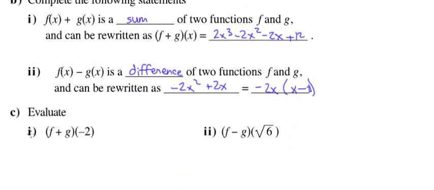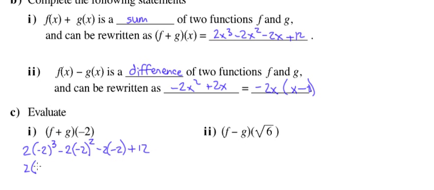And finally, for evaluating, you just take numbers and plug them into these expressions. So if you have 2x cubed minus 2x squared minus 2x plus 12, they're saying where the x used to be, put negative 2 in its place. So you get 2 times negative 2 cubed minus 2 times negative 2 squared minus 2 times negative 2 plus 12. And now we get to grind all this out using BEDMAS.